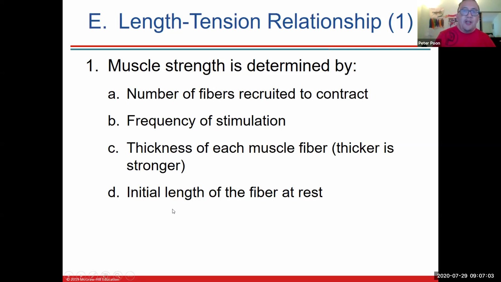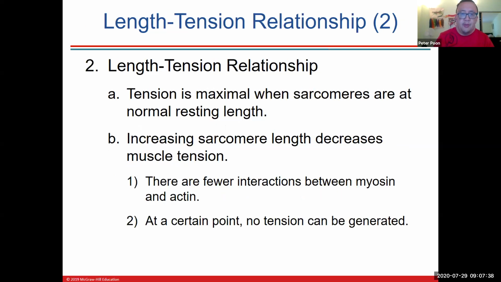Muscle strength is determined by the number of fibers that are recruited to contract, the frequency of the stimulation, and the thickness of each muscle fiber. Thicker is stronger. So remember, not sure if Dr. Pula taught you guys this, but the slow twitch fibers are smaller. The fast twitch fibers are bigger. So thicker, so stronger. And also the initial length of the fiber at rest.